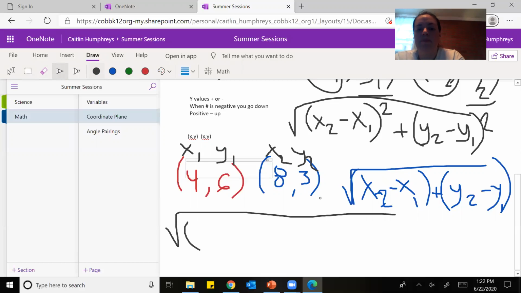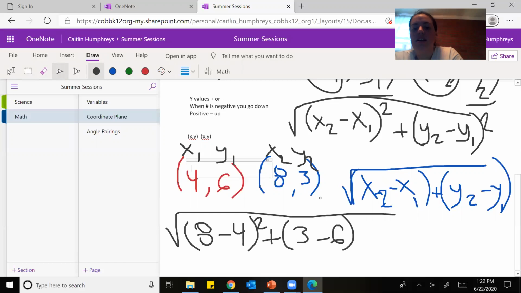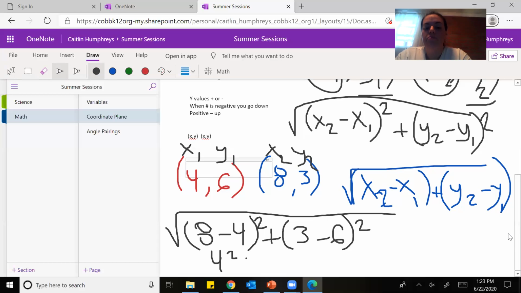I'm going to follow my thing, x sub 2. X sub 2 is 8 minus x sub 1. I look for x sub 1, which is 4. Then I add my equations, plus y sub 2 is 3 minus y sub 1 is 6. And then I promise you, so many people are going to forget to add your squares there, because your square and your square root undo each other. So all we're at now is 8 minus 4 is 4 squared plus 3 minus 6 is negative 3 squared. So I'm down to a simple addition, square root.